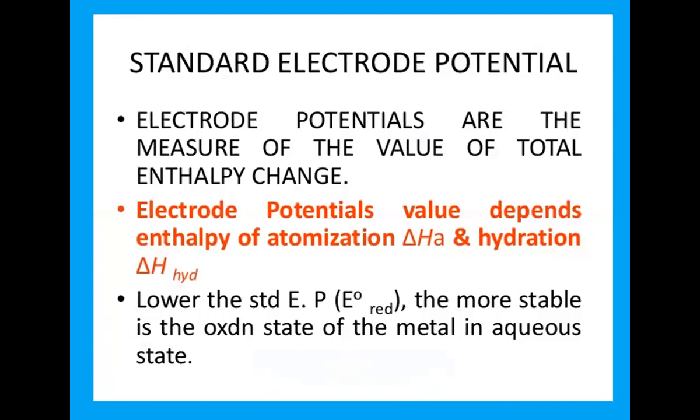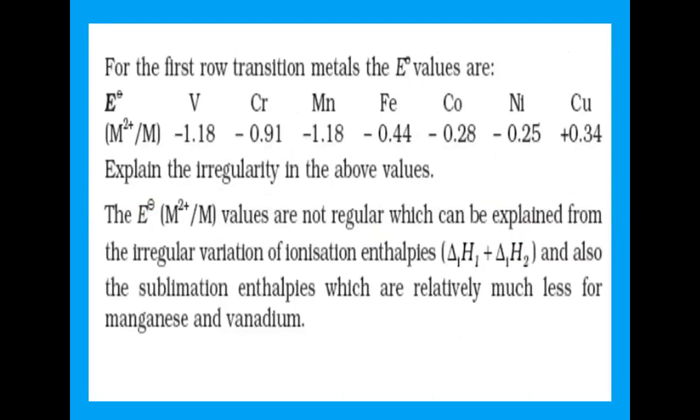Then comes standard electrode potential value. Electrode potentials are a measure of the total enthalpy change. Electrode potential values can be calculated using a simple combination of enthalpy of atomization, ionization energies, then hydration energy. At the same time, the main factor is enthalpy of hydration. The lower the standard electrode potential value, that is reduction, the more stable is the oxidation state of the metal in aqueous solution.